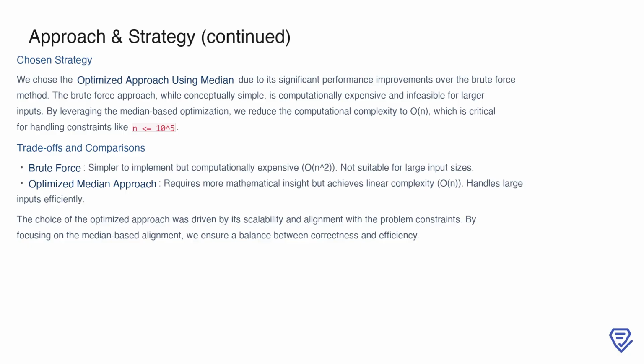This is particularly important given the problem's constraints, where n can go up to 10 to the power of 5. The trade-offs further highlight the strengths of the optimized approach. Although it may require deeper mathematical insight to implement, it handles large arrays efficiently without compromising correctness. By centering the analysis around the median, this method strikes an ideal balance between computational efficiency and the ability to handle the problem at scale, making it the clear choice for this scenario.